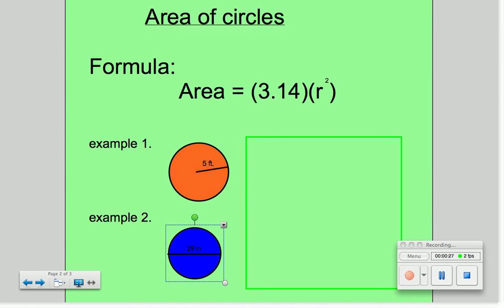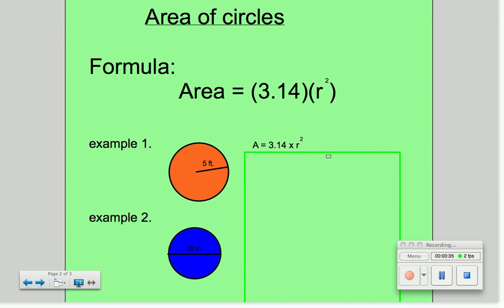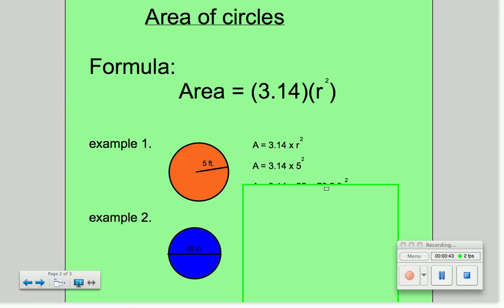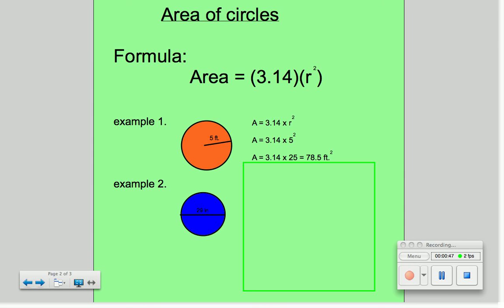Alright, in example 1 I can see that the radius of this circle is 5 feet. So what I'm going to do is start with my formula. There it is. I am then going to plug in 5 for my radius. I'm going to then square that to get 25. Multiply that times pi and I get my area, which is 78.5 square feet.